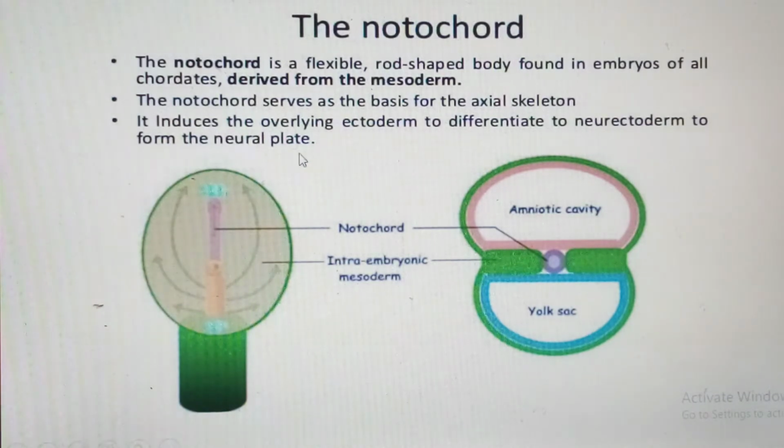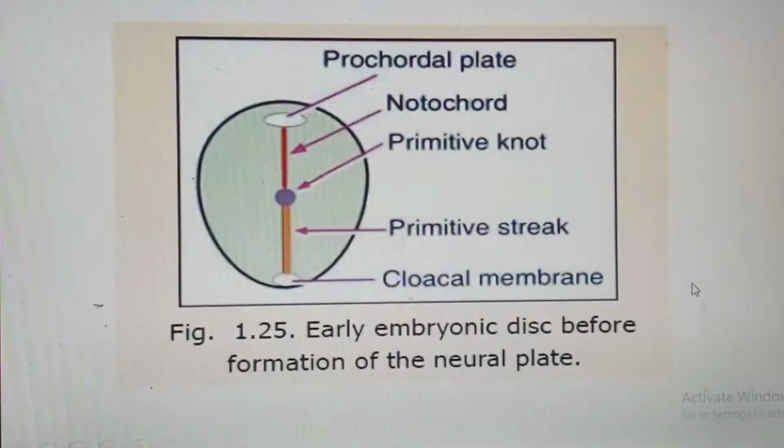And one important function is that it converts the immediately overlying ectoderm into what we call neuroectoderm, which will eventually become the neural plate, neural groove, and of course the neural tube. So we look at that in neurulation. So that is the notochord. Let me actually show you this.